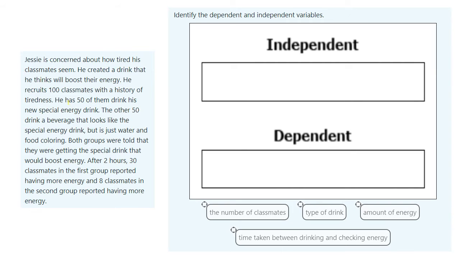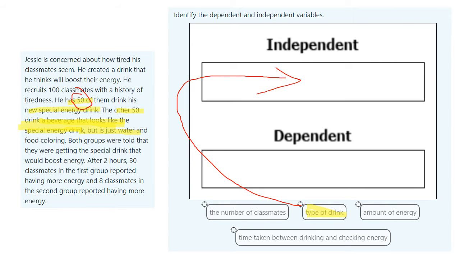Well, 50 of them get the new special energy drink. The other 50 get something that looks like it but is actually just water. This is what he is changing, the type of drink. So because he chooses what drink each one gets, the type of drink is the independent variable.